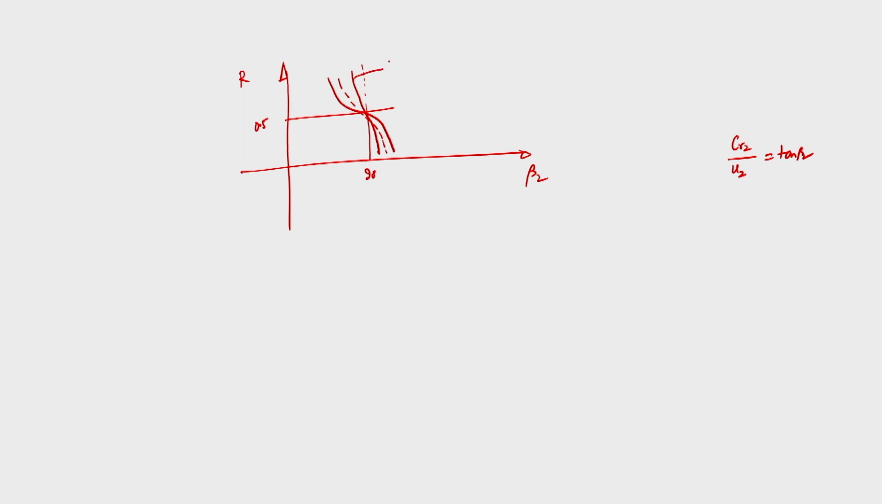So, this one is for CR2 by U2 equal to 0.4, this one for CR2 by U2 equal to 0.3, and this one for CR2 by U2 equal to 0.2. So, depending upon the magnitude of CR2 by U2, that is the flow coefficient, the flow velocity to the tangential velocity, we can obtain different degrees of reaction for different values of beta. That is what this plot is indicating.